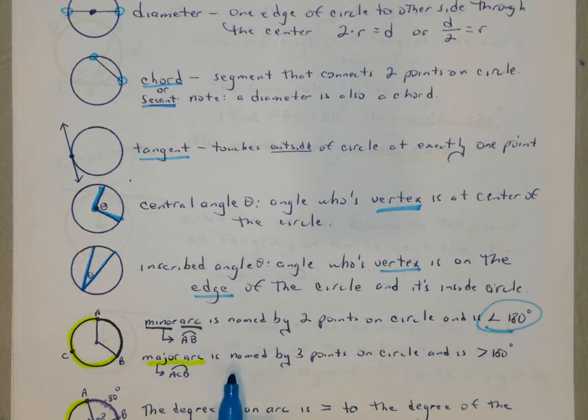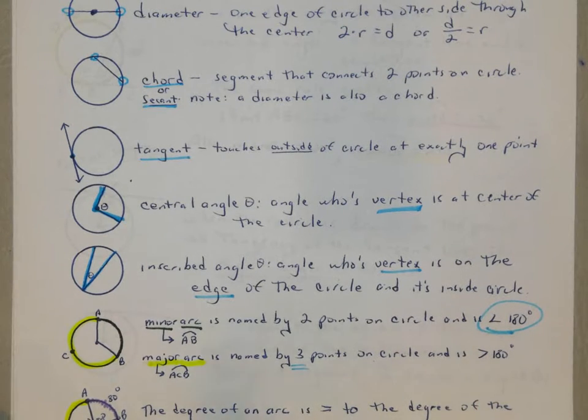Now, a major arc is named by 3 points on the circle, and it's greater than 180 degrees. So the other arc on this circle, which is arc ACB, that is greater than 180 degrees, so we call that a major arc.